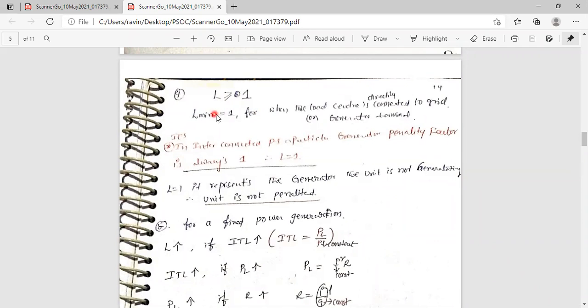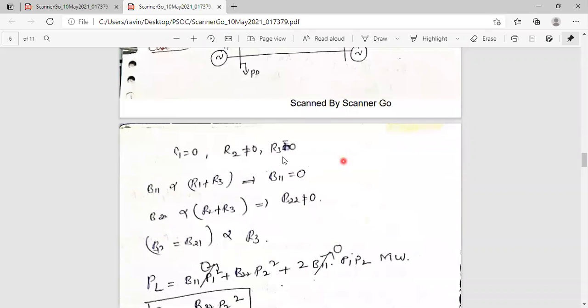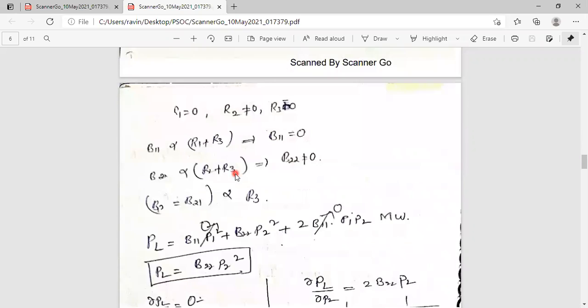L1 is minimum, equal to 1, when the load center is directly connected to the grid. The generator 1 is directly connected to the load center.